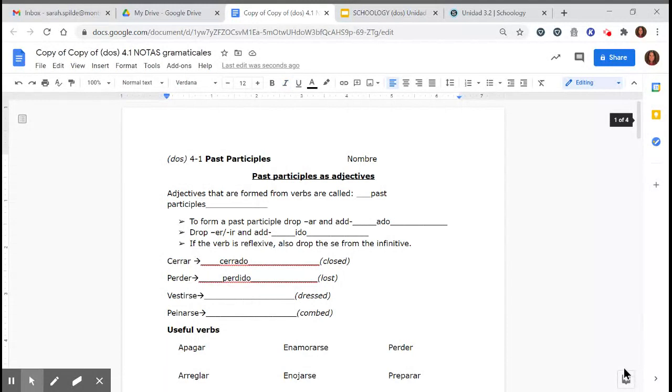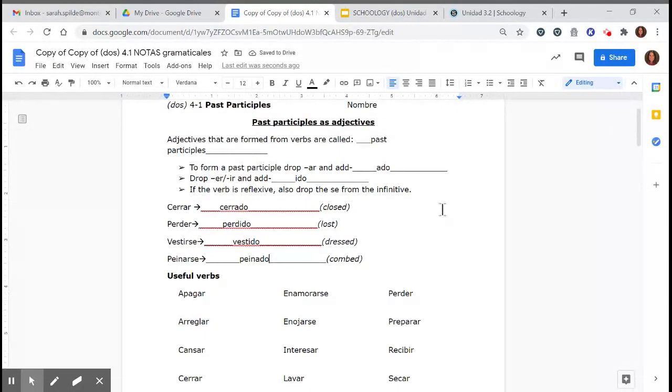Vestirse is to get dressed. So vestir is an IR verb, but we also said if a verb is reflexive, this se, that goes away. We can ignore that. We don't need it. So vestido would be our past participle. Same with peinarse, combed, like my hair is combed. I'm not saying I'm combing my hair. I'm not talking about the action, just describing it. So we have our adjective here.